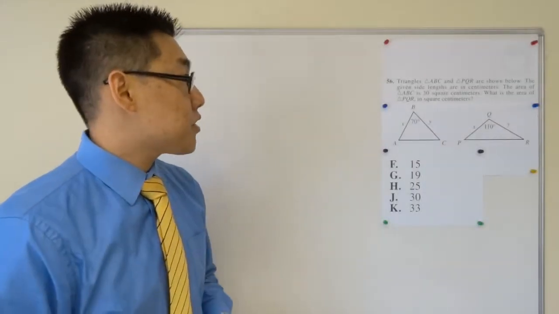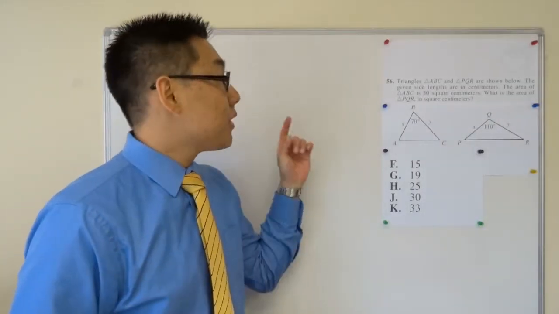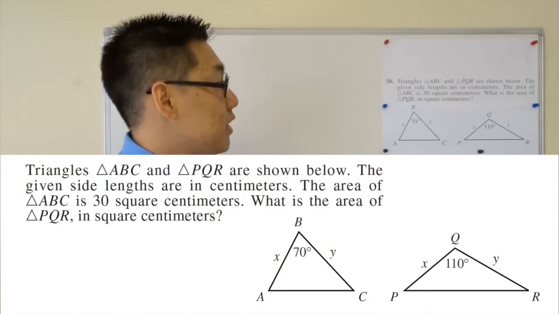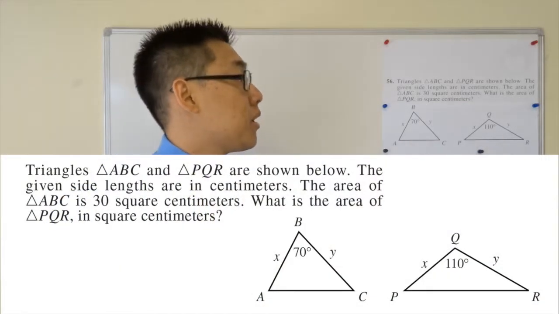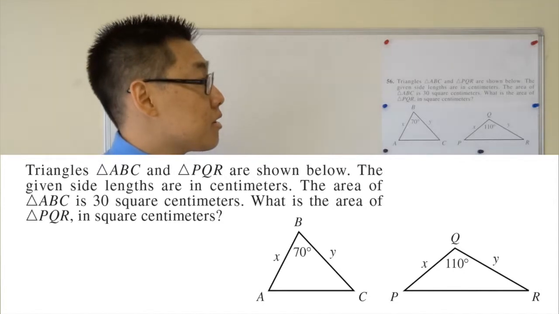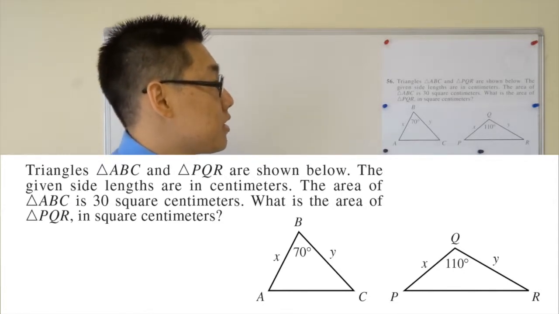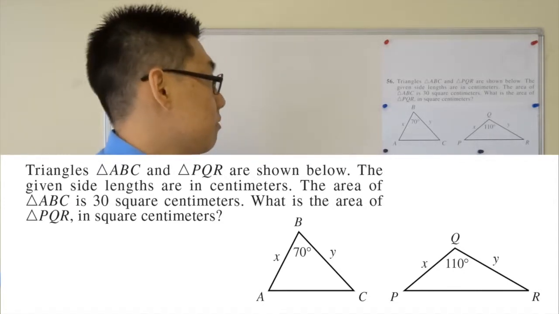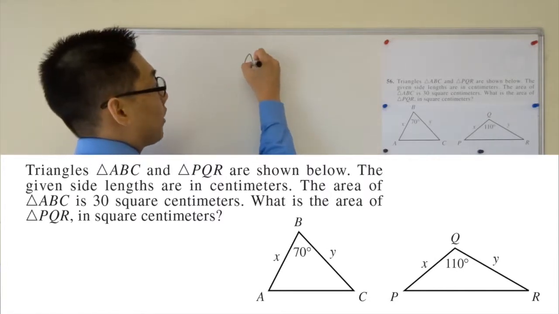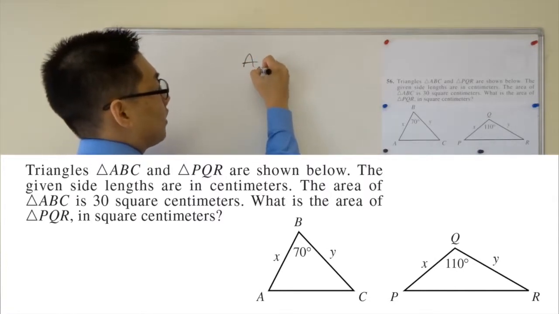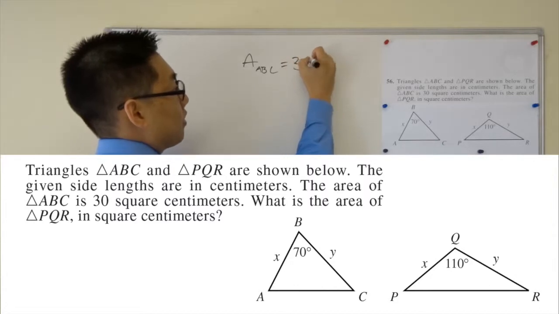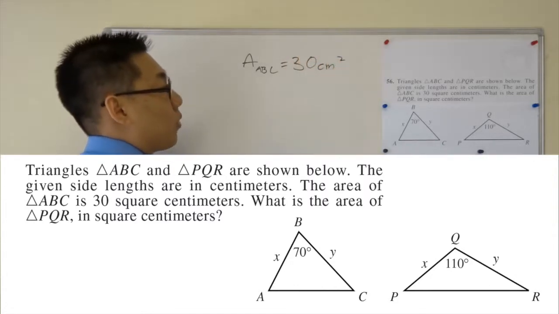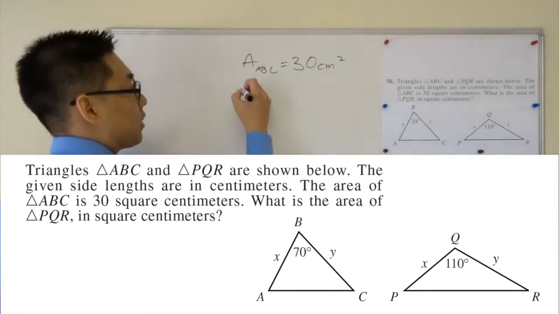Okay, now for the most difficult problem we've worked on so far. Triangles ABC and PQR are shown below. The given side lengths are in centimeters. The area of triangle ABC is 30 square centimeters. Let's just write that down for now. Area of triangle ABC equals 30 centimeters squared. What is the area of triangle PQR?